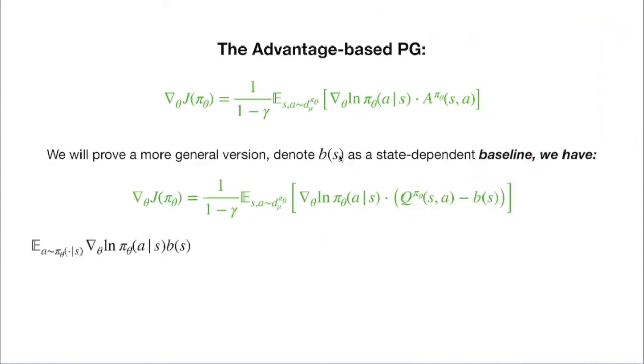That's not hard to do. So let's just prove this term is equal to 0. In other words, just take the expectation with respect to the action. This holds for all s. Look at the gradient of the log likelihood of the policy, and then multiply this baseline. We will show that this term is 0, regardless of what B you use.